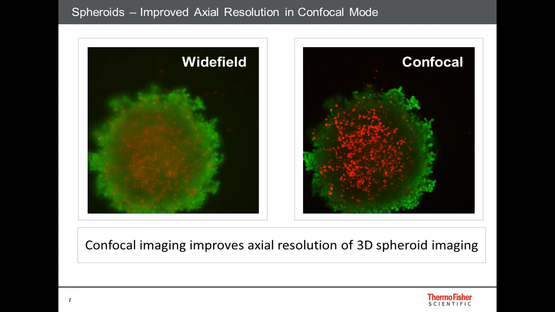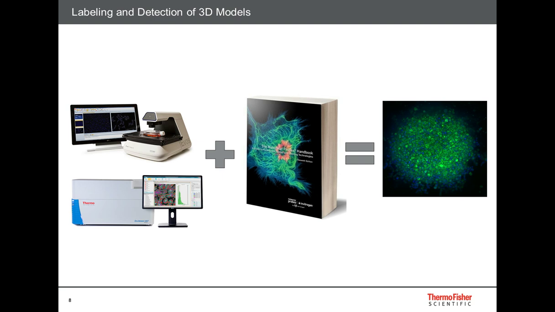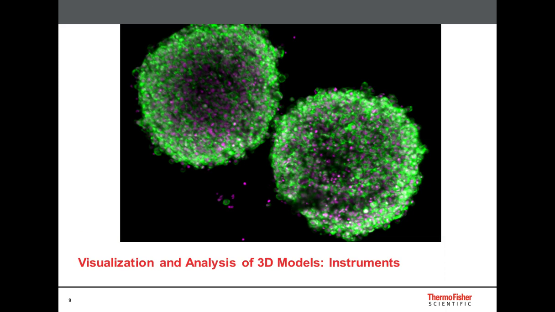And so here's an example using actual fluorescence where we can visualize live and dead cells both with wide field and confocal imaging. And it's clear that the cells on the interior of this three-dimensional structure are visible at greater resolution when we're using confocal imaging. So today we'll look at not just the instruments that we use to image and analyze three-dimensional cells, but also how we can use a range of different fluorescent reagents and fluorescence-based assays to label these structures to provide insight into the biology we're studying.